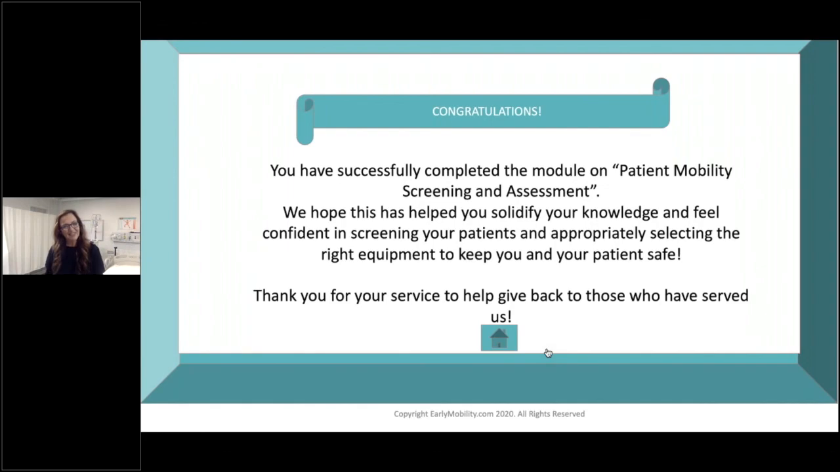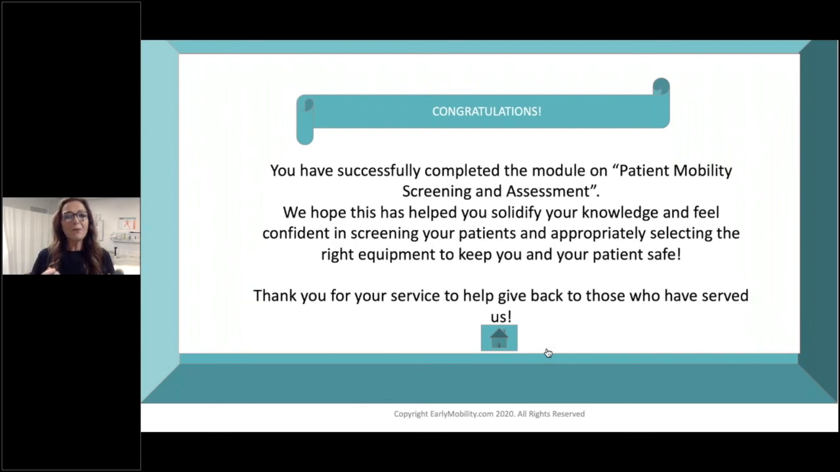Congratulations, you have successfully completed the module on patient mobility, screening and assessment. We hope that this has helped you solidify your knowledge and feel confident screening your patients and appropriately selecting the right equipment to keep you and your patients safe.